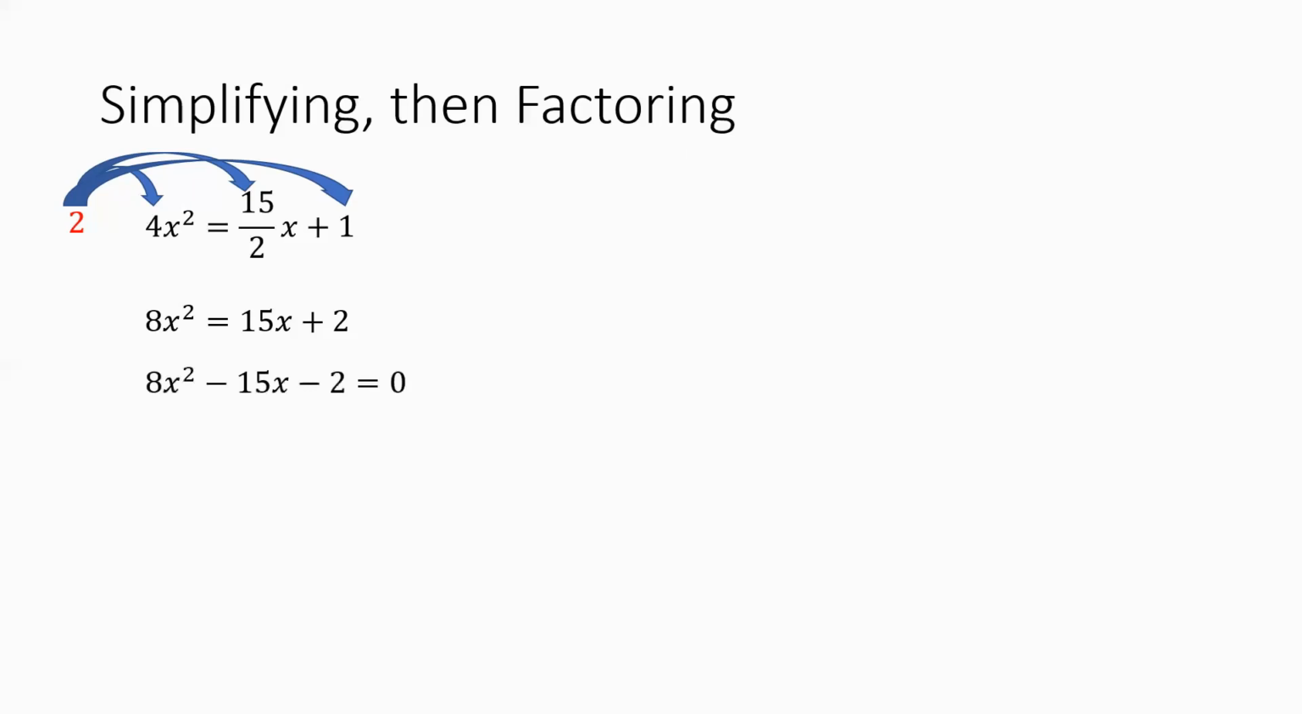And now I'm going to move everything over so I have 0 on one side. So 8x squared minus 15x minus 2. And then I set that equal to 0. And now I can go into factoring. So I'm going to use factor by grouping since I have something in front of my x squared. And additionally, since it's probably a good idea to practice this one more time.